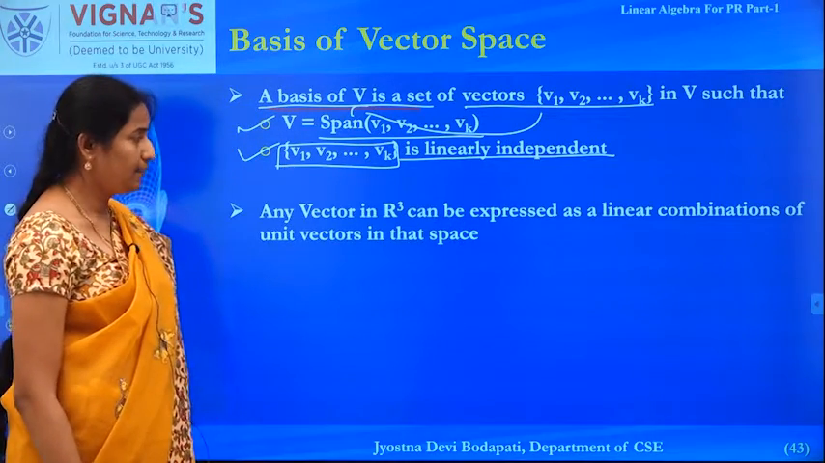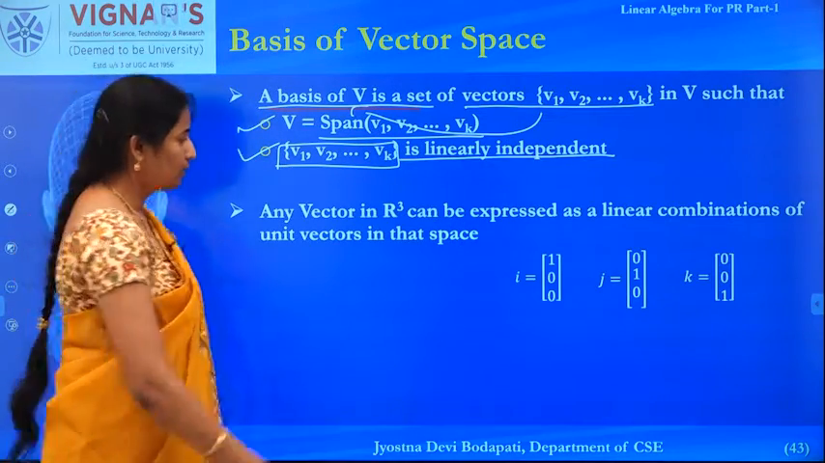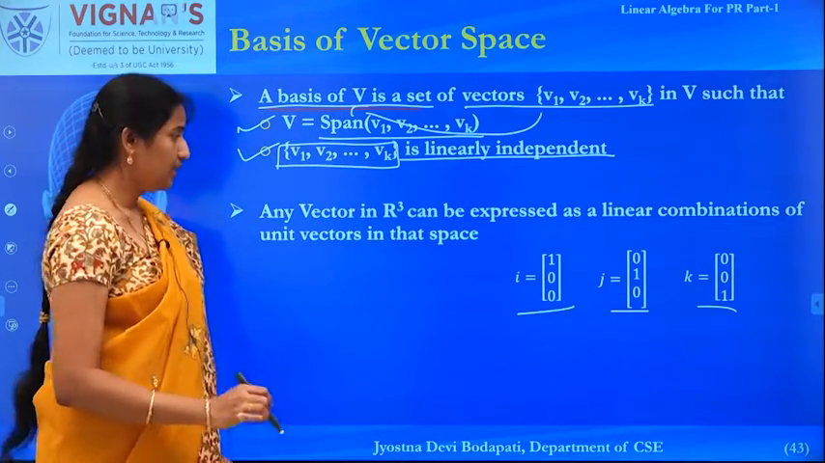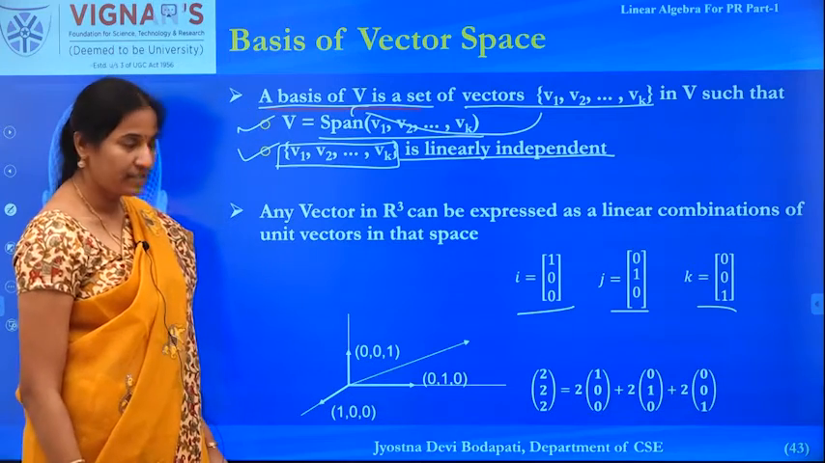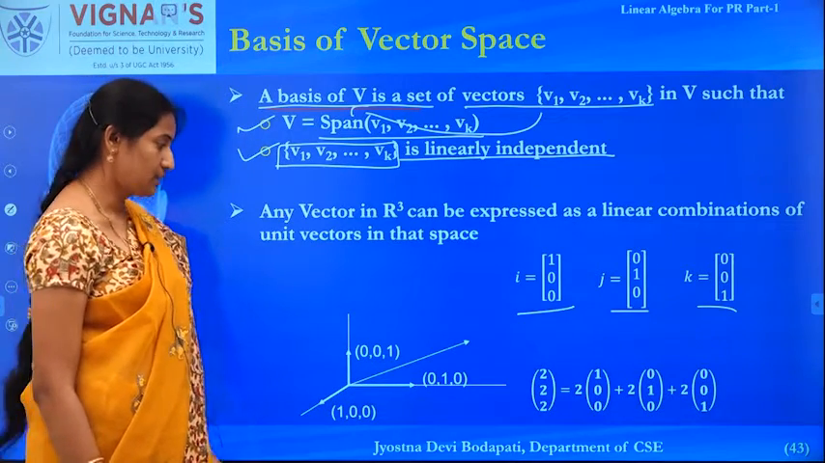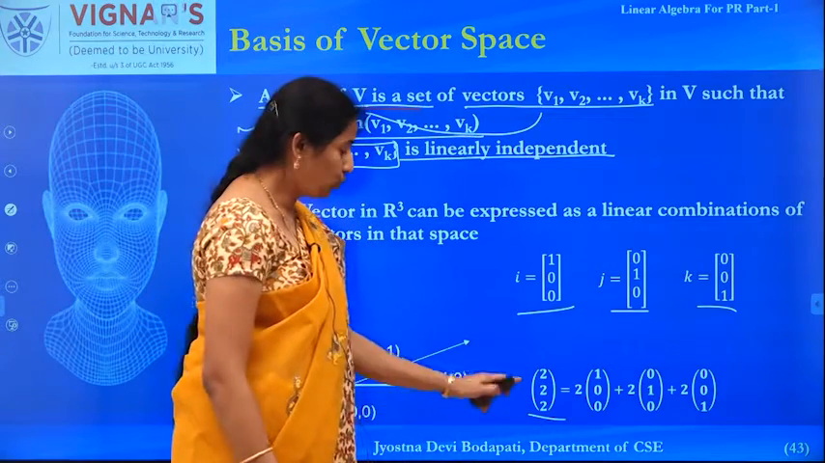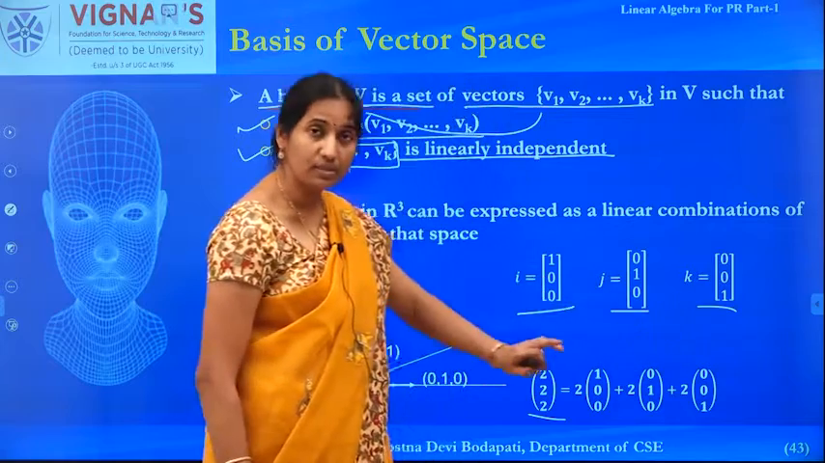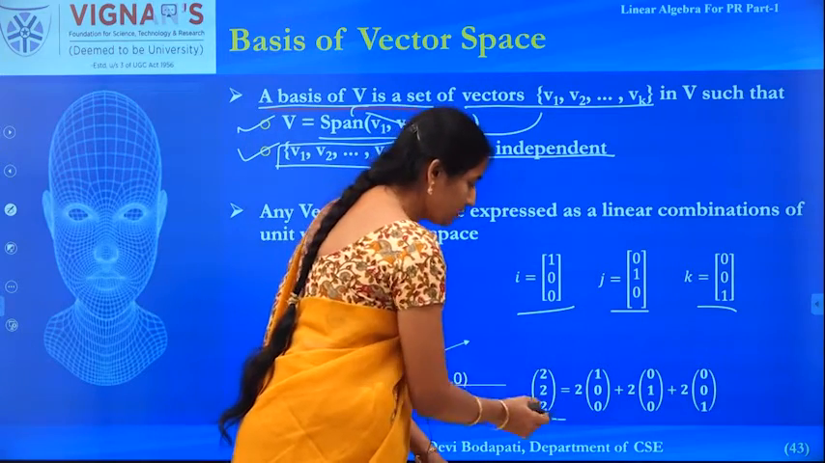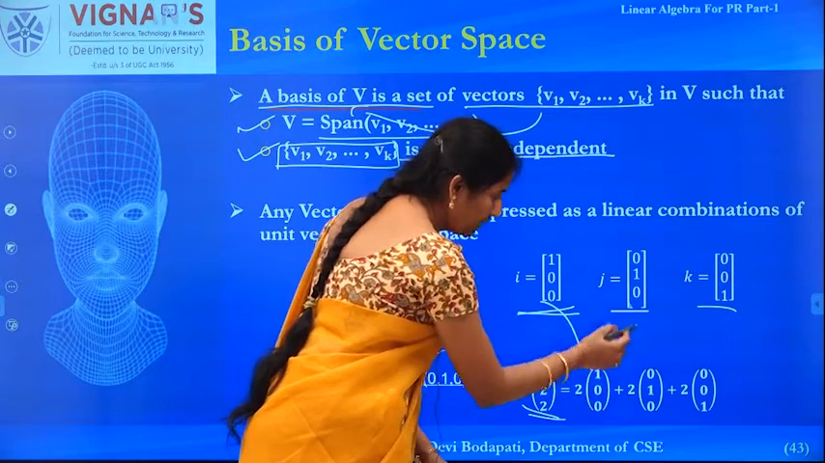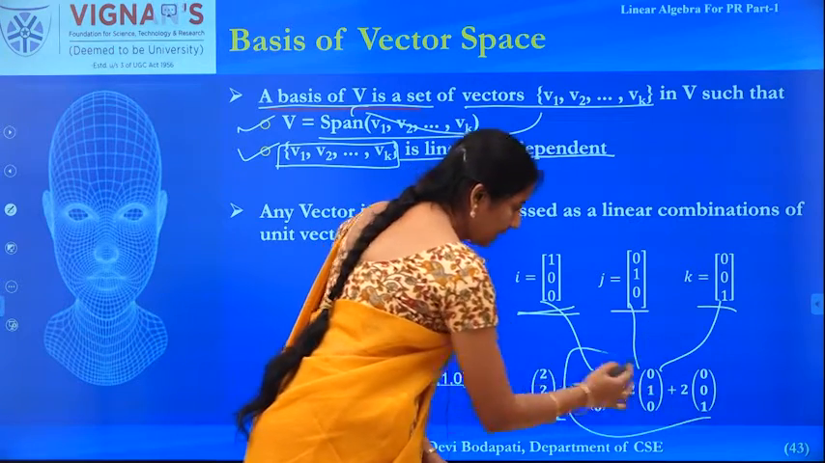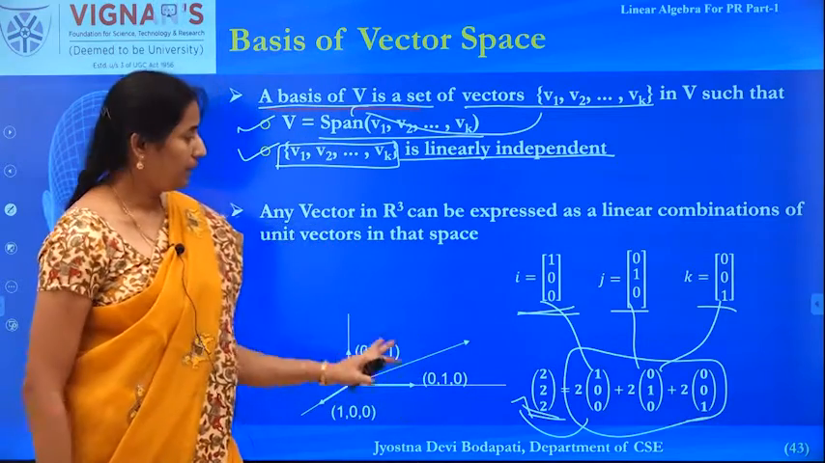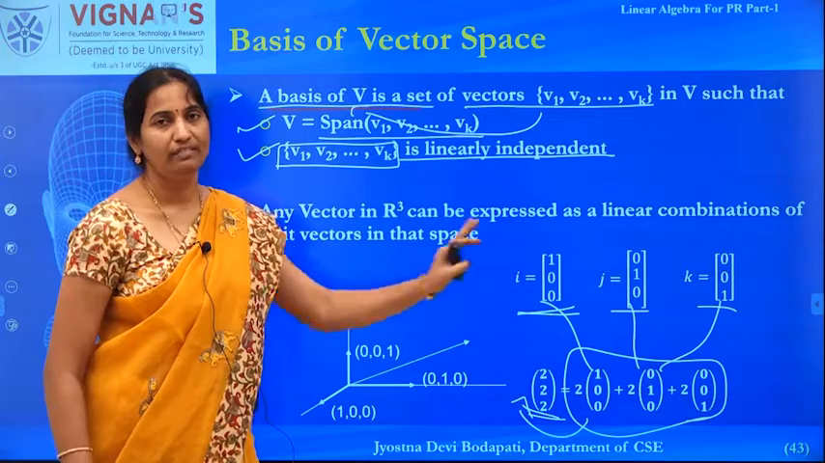Now let's consider the example. Of course, we have already discussed this concept. Let i, j and k be the unit vectors for the 3-dimensional case. Any vector can be represented as a linear combination of these 3 vectors. Now let's see an example: 2, 2, 2. Can I represent this vector as a linear combination of these vectors? Yes, of course I can. Like that, any vector in the 3-dimensional space can be written as a linear combination of these unit vectors.